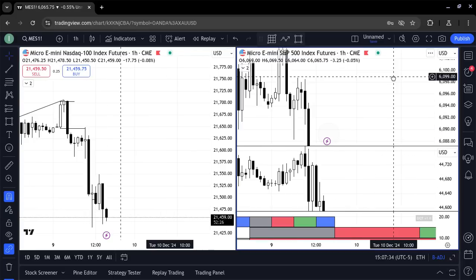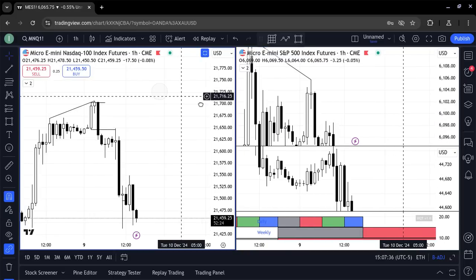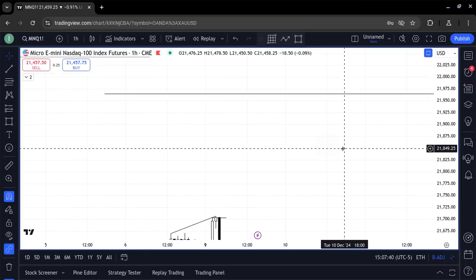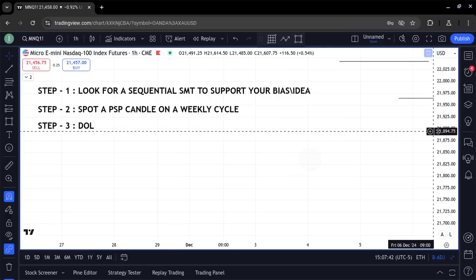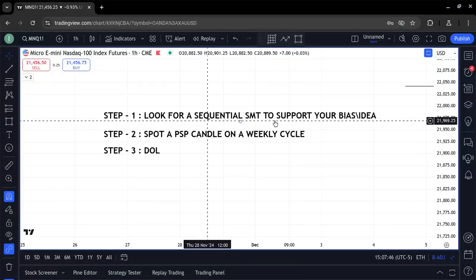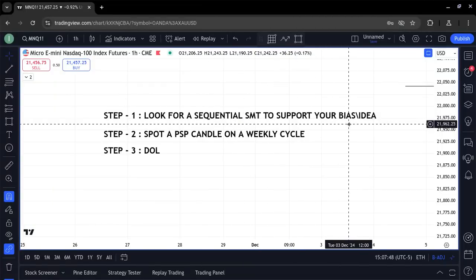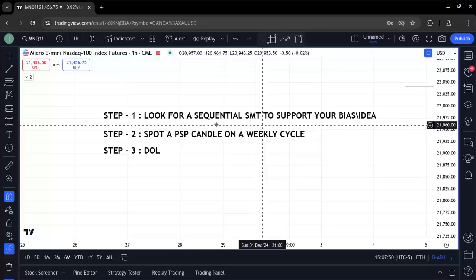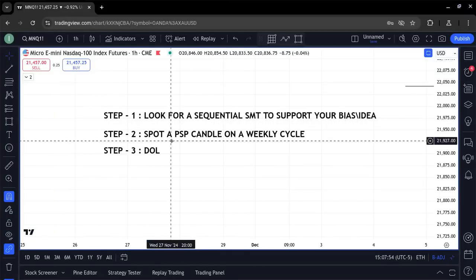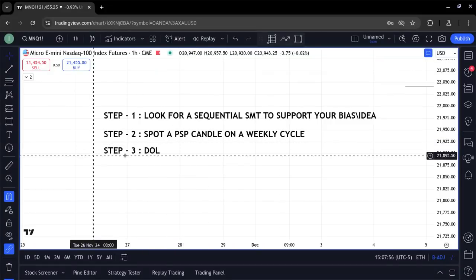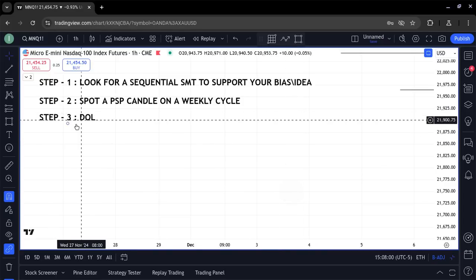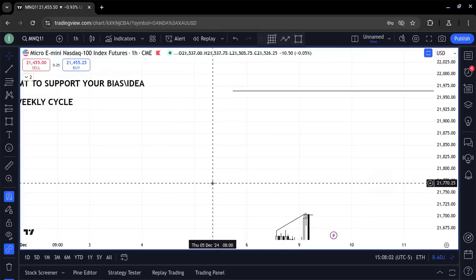Anyways, so let's just go into the lower time frame. I hope you understood this. I hope I'm not being too advanced or moving around too much, but this is it, guys. I swear to God, this is it. You look for a sequential SMT to support your bias, meaning before you look for a CRT candle, you have to look for this. Secondly, spot a PSP candle on a weekly cycle, then look for your draw on liquidity, and then all you need is a lower time frame entry.